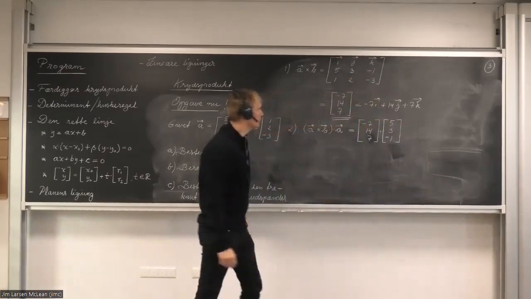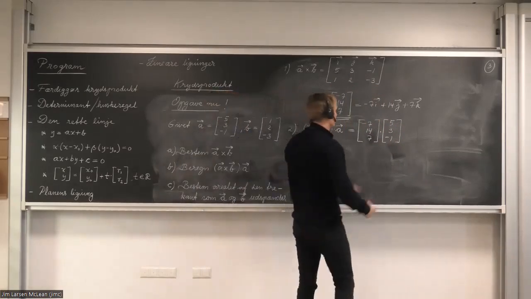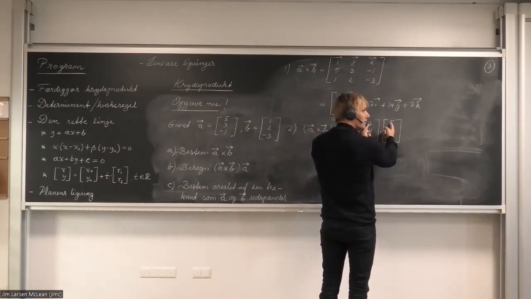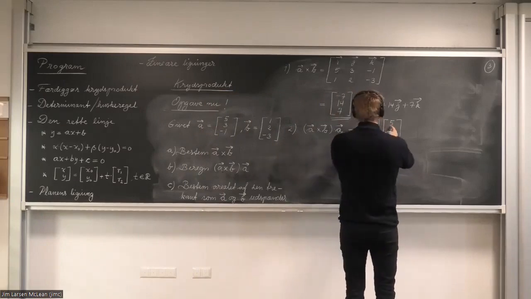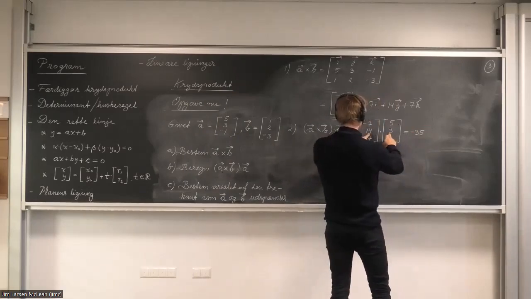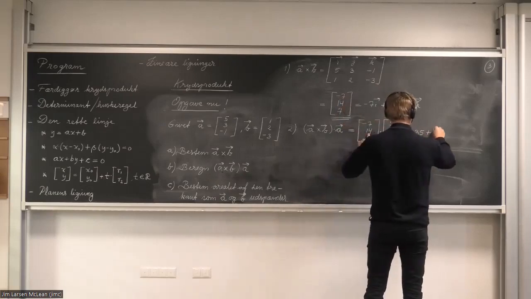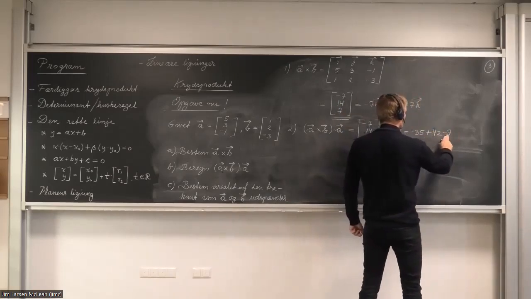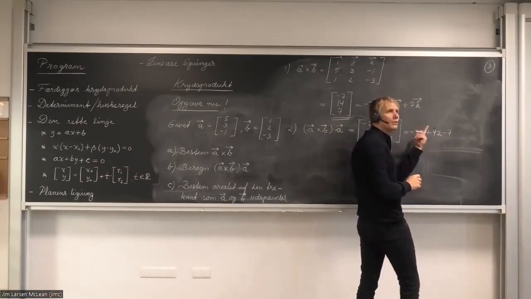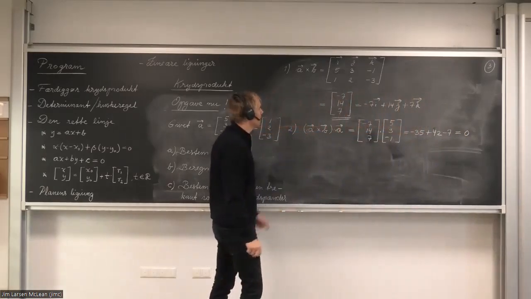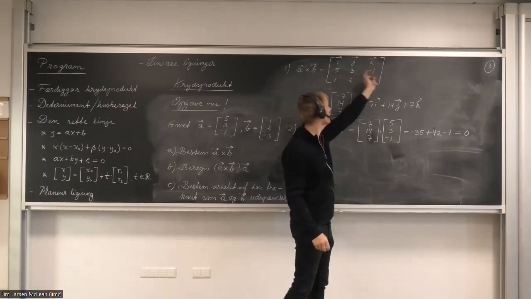Then you have to remember how to do a dot product: this times this, plus this times this, plus this times this. First coordinate times first coordinate, and so on. So what does that give? Minus 35, plus 42, and then minus 7. Minus 35 minus 7 is minus 42, plus 42 is 0. Of course, it's not surprising, because if it hadn't been 0, we would have calculated it incorrectly. We know that this vector should be perpendicular to both vector A and vector B.